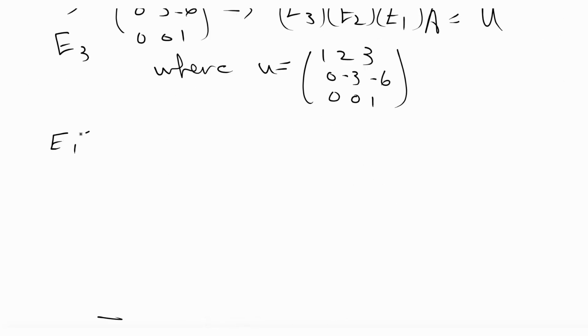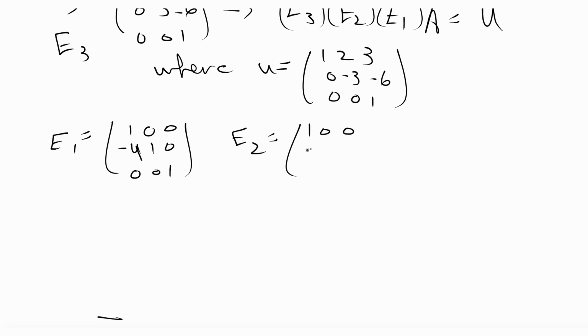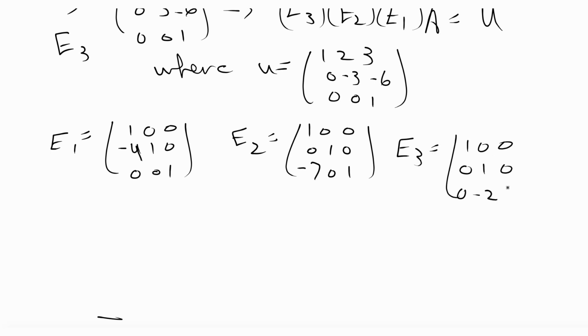So E1 would be 1, 0, 0, negative 4, 1, 0, 0, 0, 1. E2 would be 1, 0, 0, 0, 1, 0, negative 7, 0, 1, and E3 would be 1, 0, 0, 0, 1, 0, 0, negative 2, 1.